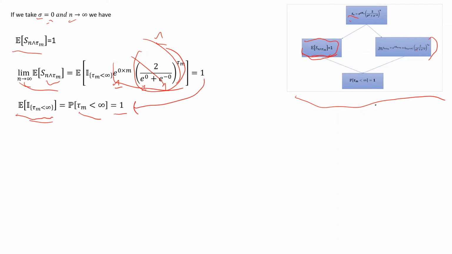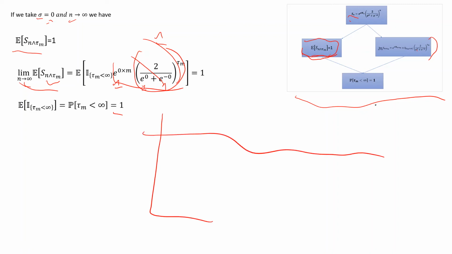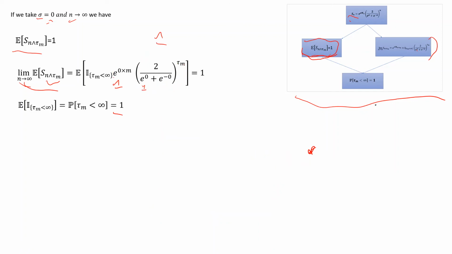So we're done. We have just shown that the probability that tau m is less than infinity is just 1. So sooner or later, if I pick a level m, I don't care what the level m is, the random walk is going to do whatever it wants, but I know for a fact that sooner or later it will hit this level m. That's what the first property is telling us, and that's just what we managed to show.